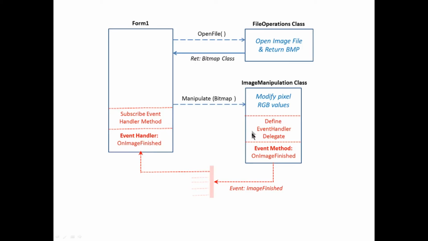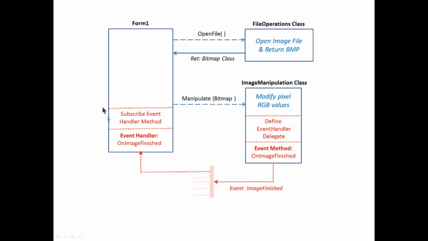So I need to have a definition in this image manipulation class of the event handler delegate. And also it's got to have a method internally that goes and sends the event out. So it's got two big components that are needed in this class to do the event handling.